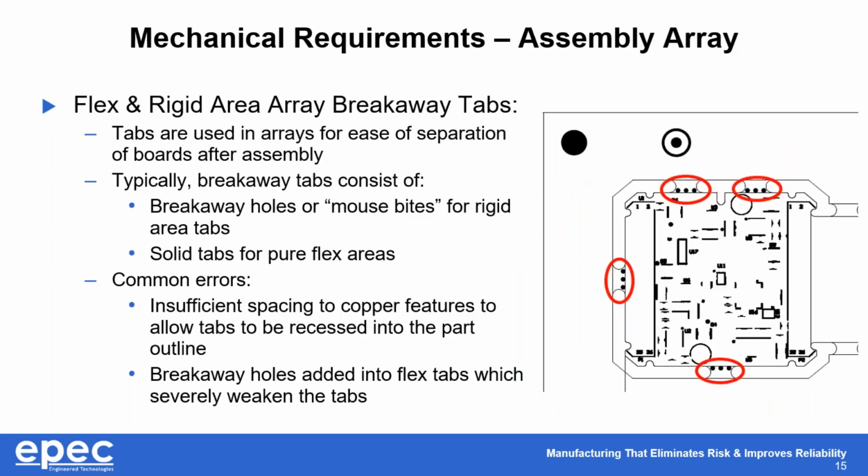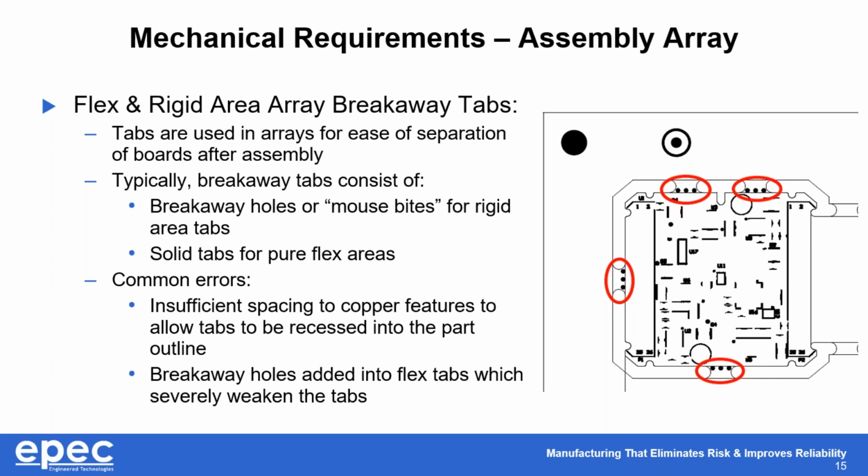Moving on to assembly arrays, we'll be covering breakaway tabs, where these are the tabs that are used here on the side. You can see that they connect the board to the array, and they're used to ease separation of boards after assembly. These tabs usually contain what are called mouse bite or breakaway holes for rigid areas. You can see where it's got 3 little holes, and this basically helps to break away the area from the array rails. On flex, however, we do prefer to see solid tabs.